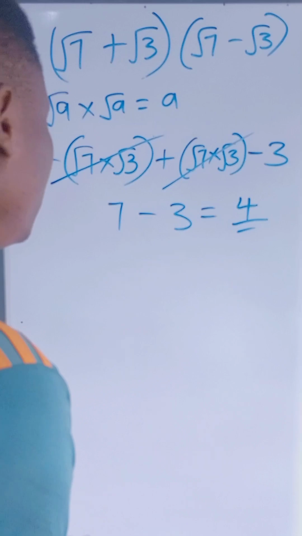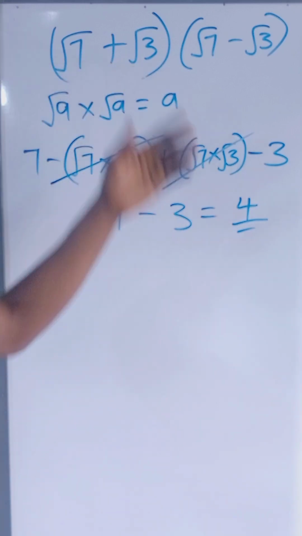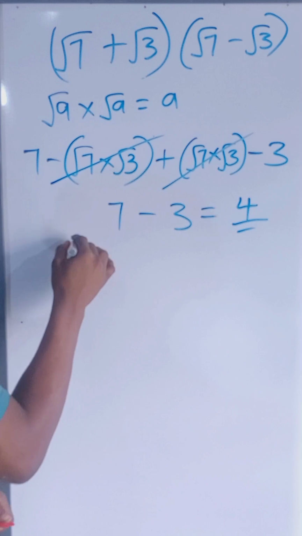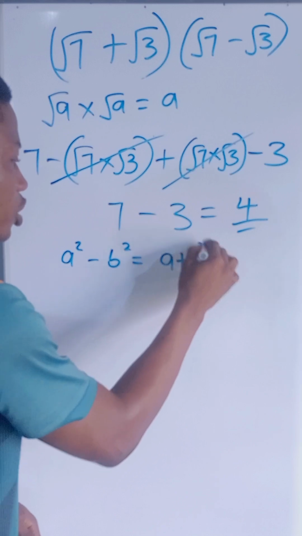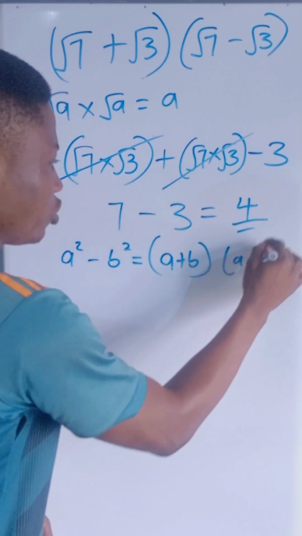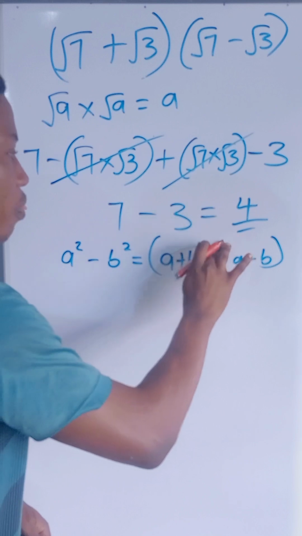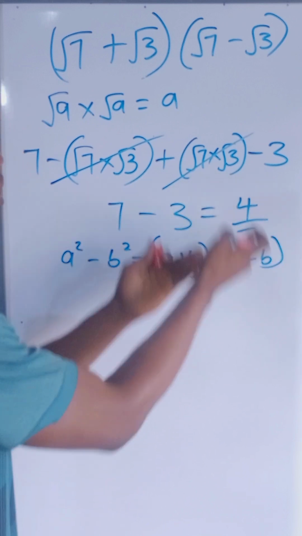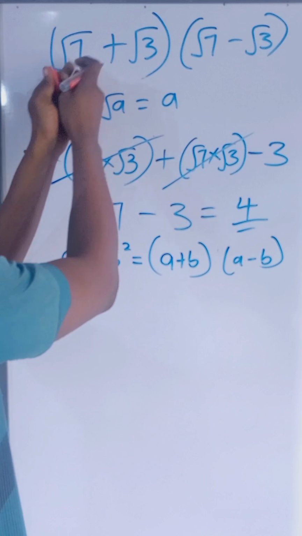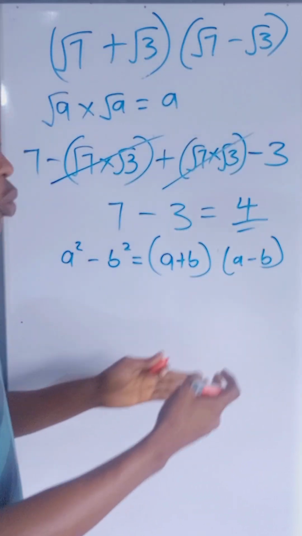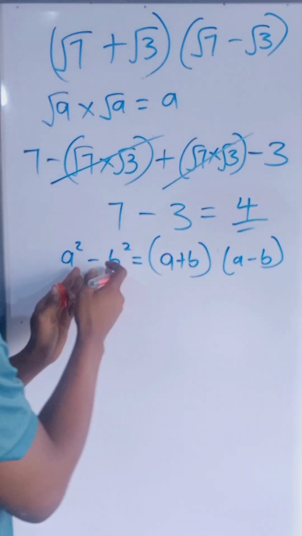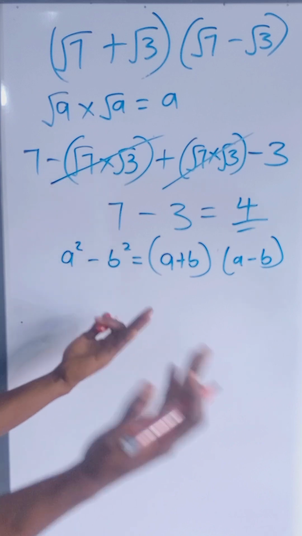Now let's continue. If you want to use difference of two squares for this, difference of two squares says a square minus b square is going to give you a plus b and a minus b. I think you can see something that is very, very similar between this and this. We have, let's say these are a, these are b. We have a plus b and we have a minus b, which means we can simply turn this into this, and that will be quite simple.